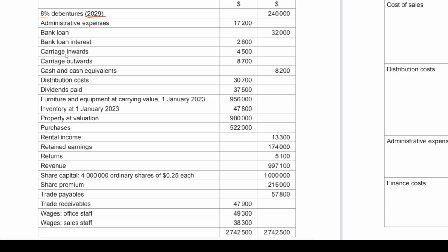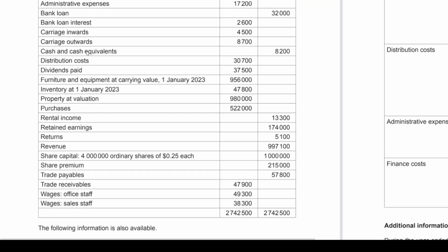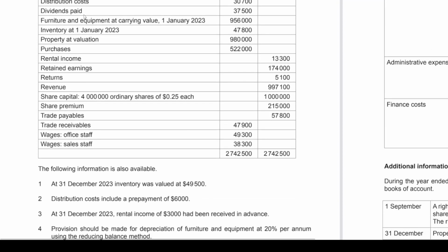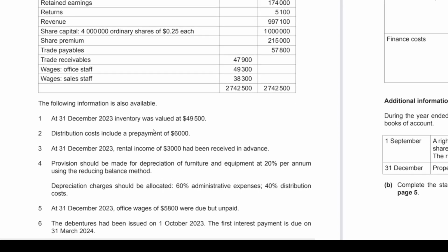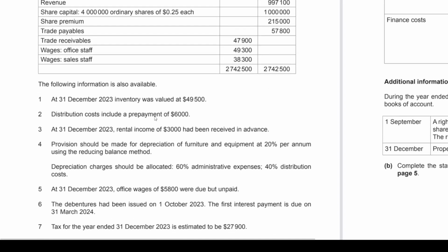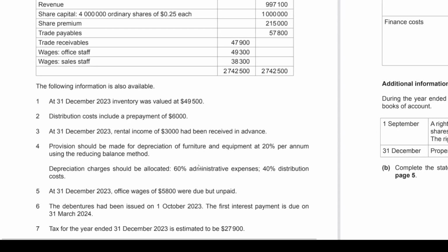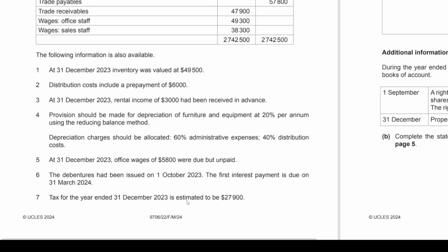Then we have some other expenses, some assets, some liabilities, of course, and a bunch of other things. And then we have some information on closing inventory, distribution cost include prepayment, accrual adjustments, depreciation, more adjustments for accruals, prepayments.